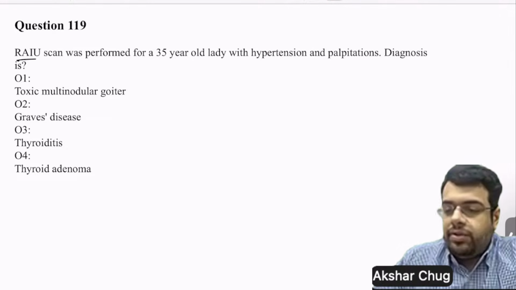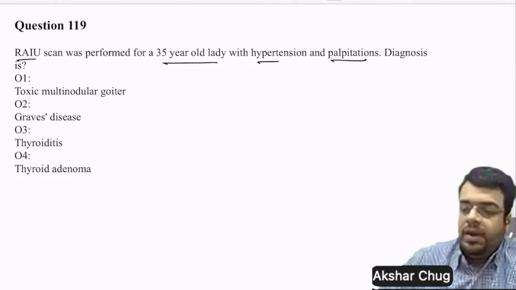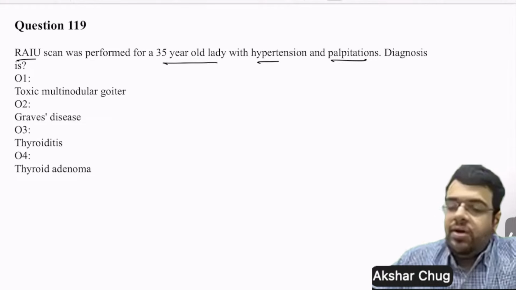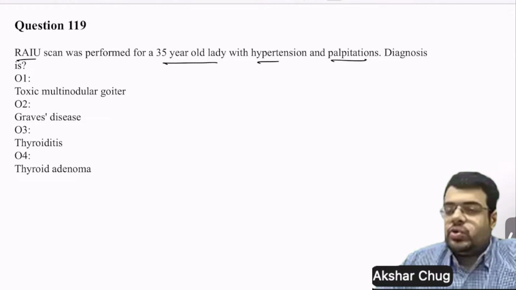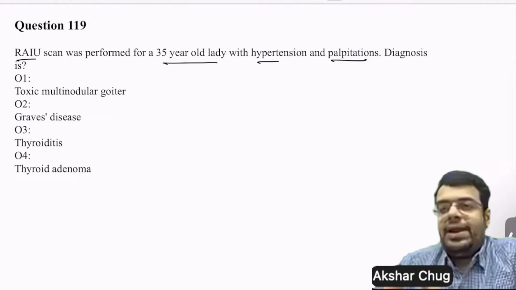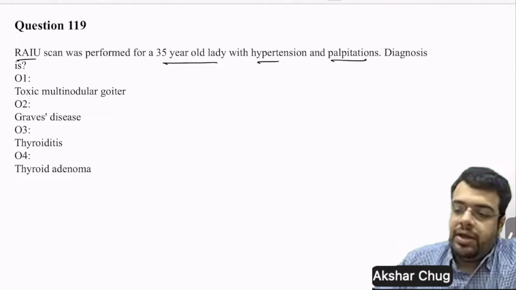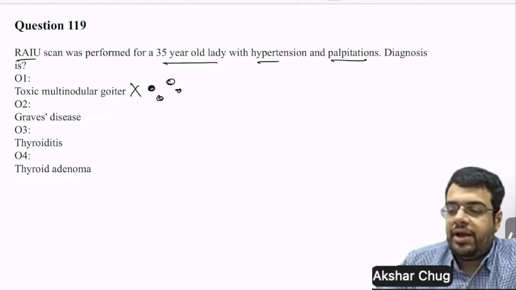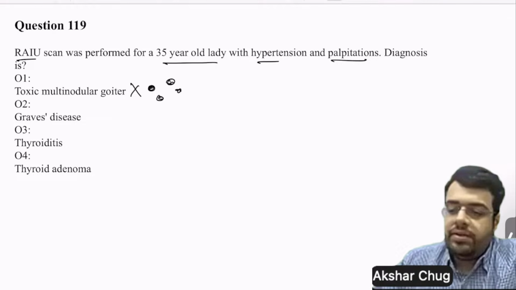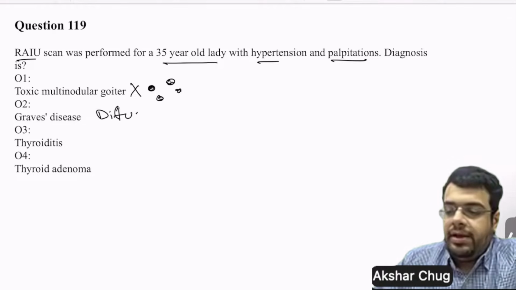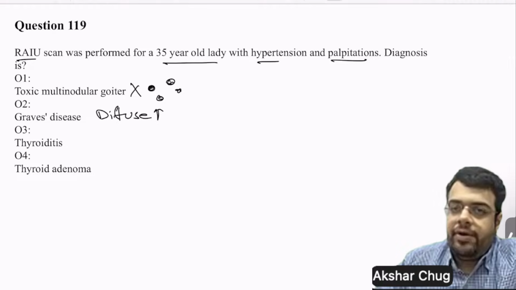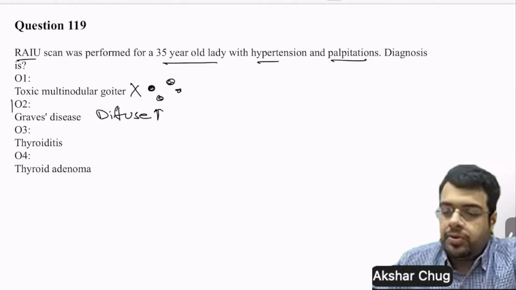RAIU scan was performed on a 35-year-old lady with hypertension and palpitation, and we are asked about the diagnosis. So the iodine uptake scan showed diffusely enlarged and high uptake in the entire thyroid gland. In toxic multinodular goiter, we will see high uptake in certain regions of the thyroid and not diffusely in the entire thyroid. In Graves' disease, there would be a diffuse increase in the uptake of radioiodine, which was shown in the image. So option 2 would be the correct answer.